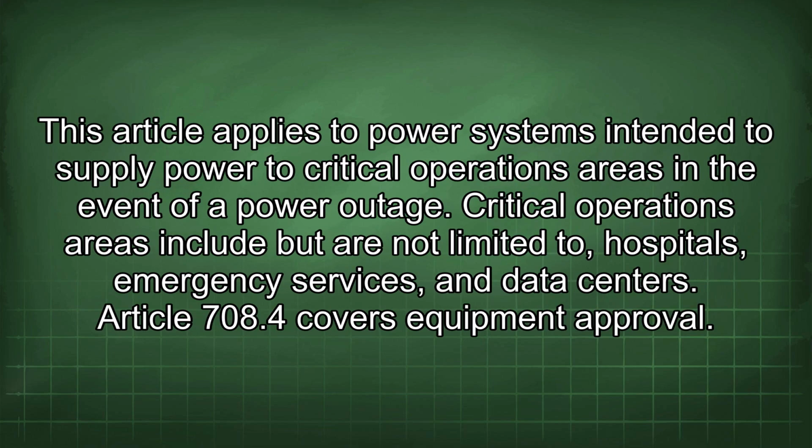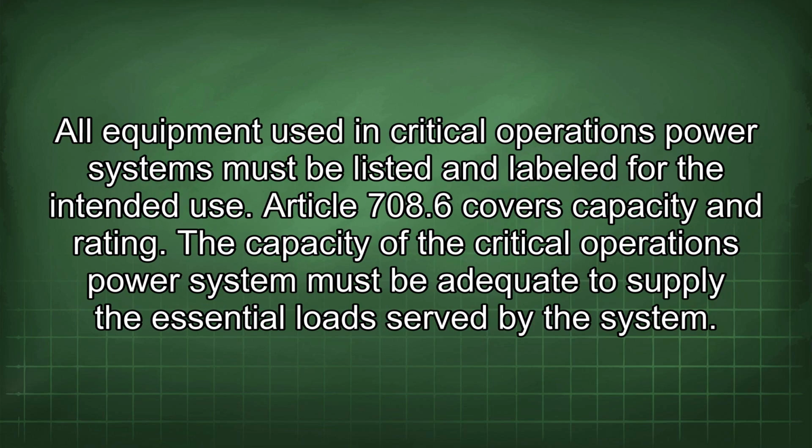This article applies to power systems intended to supply power to critical operations areas in the event of a power outage. Critical operations areas include, but are not limited to, hospitals, emergency services, and data centers. Article 708.4 covers equipment approval. All equipment used in critical operations power systems must be listed and labeled for the intended use.